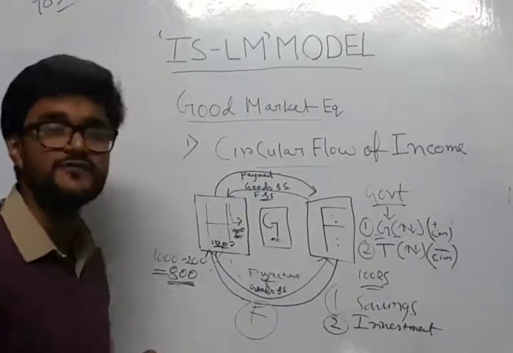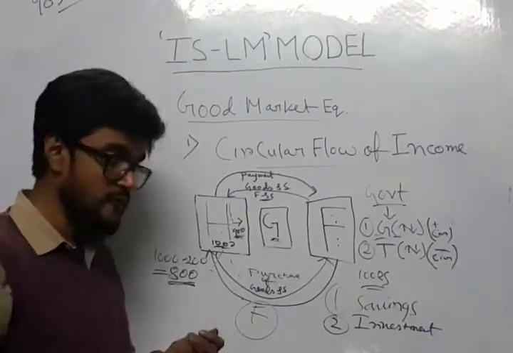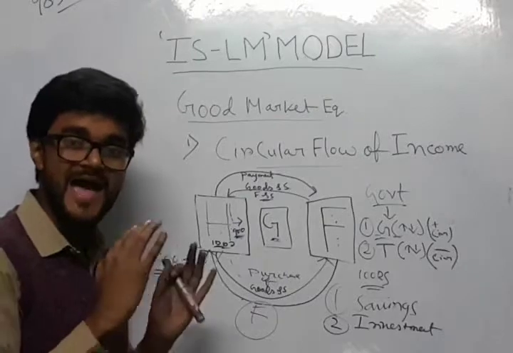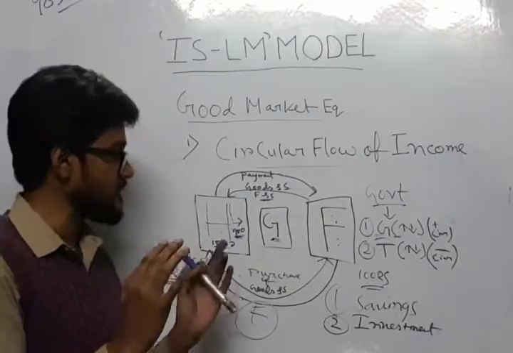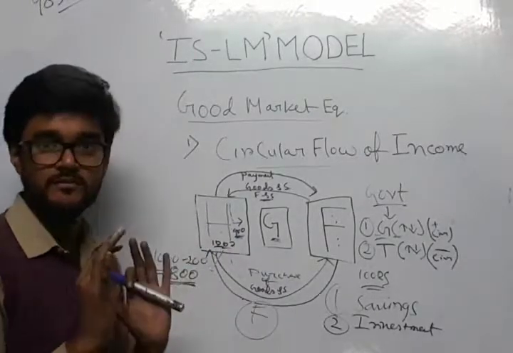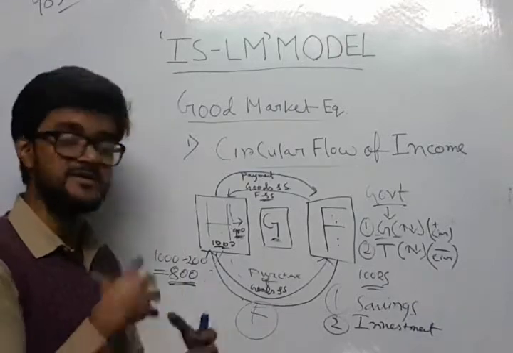What is the role of financial market? The role of financial market is to act as a mediator between household and firm. Now, how do they act as a mediator?